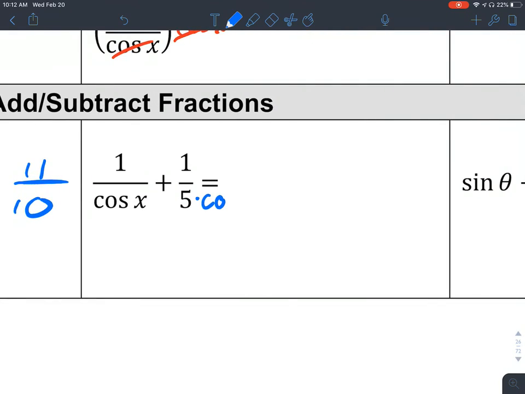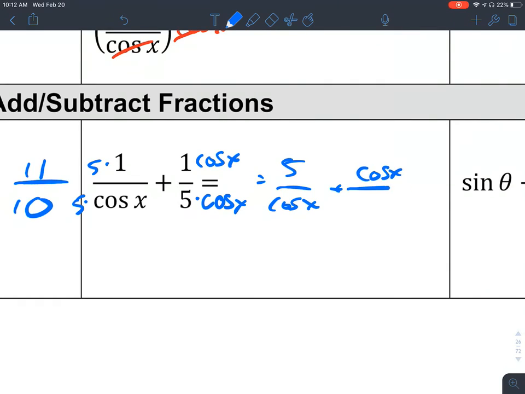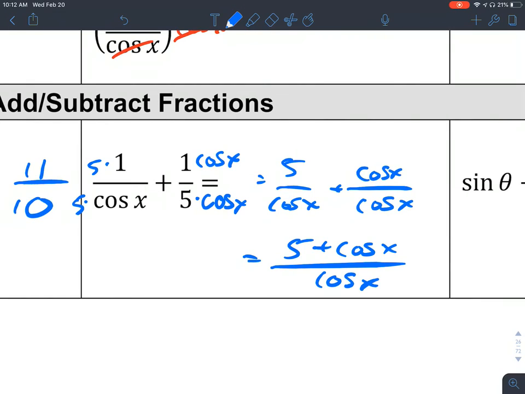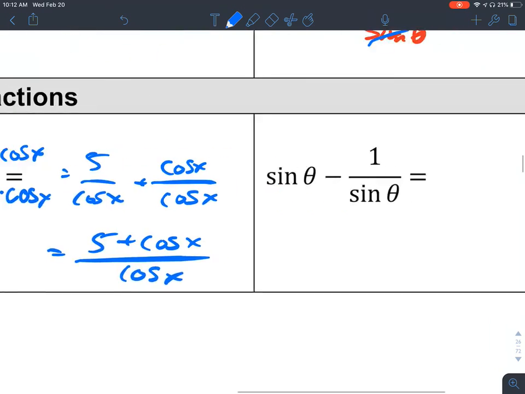This one, if we multiply by 1 in the form of cosine over cosine, and here 5 over 5, we're going to get 5 over cosine of x plus cosine of x over cosine of x, which is going to give us 5 plus cosine of x over cosine of x. They're not like terms, so we cannot combine the 5 and the cosine.